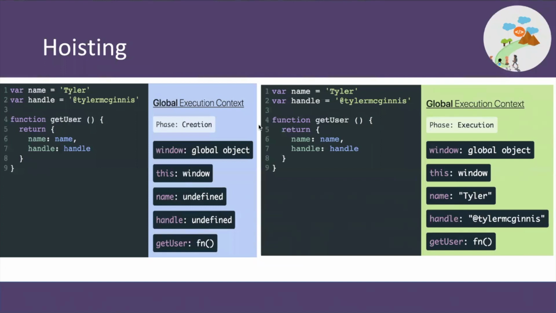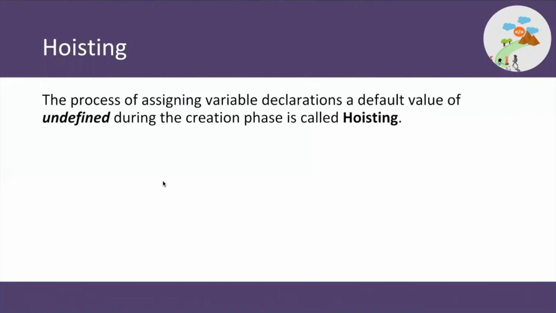Then it assigns the name, a styler, and then the Twitter handle. So this concept where undefined is assigned to a variable is known as hoisting. This is the official definition: the process of assigning variable declarations a default value, which is undefined, during the creation phase is called hoisting. So let's see how hoisting works.